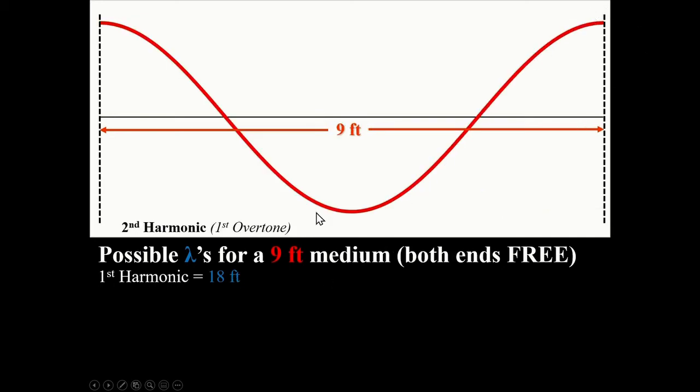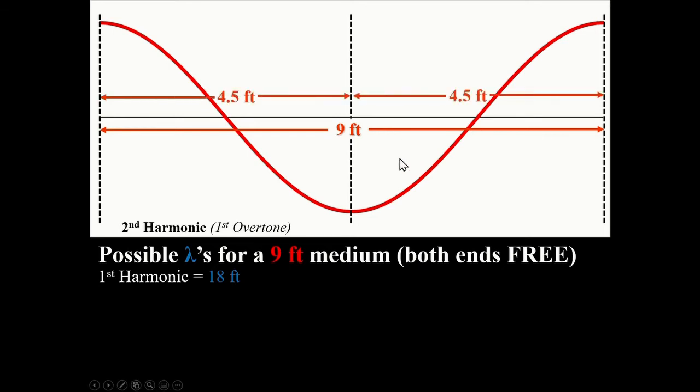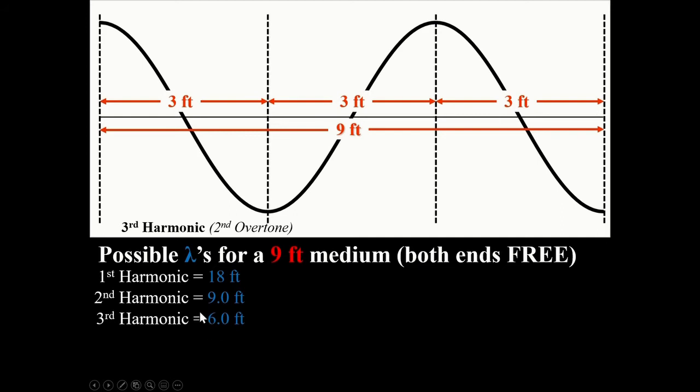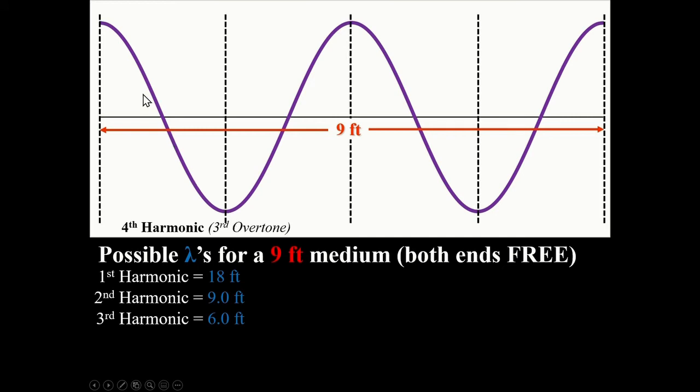Another way that rod could vibrate, free here and free here, is having a node there and a node there, but this is half a wavelength and this is another half wavelength. We have two halves. Again, we're going to keep track of half wavelengths. So if half a wavelength is 4.5, the whole thing was 9. So instead of fitting two halves, let's fit in 1, 2, 3 halves. 9 divided by 3, each half is 3, so the whole thing must be 6. Instead of 3 halves, let's fit in 4 halves.